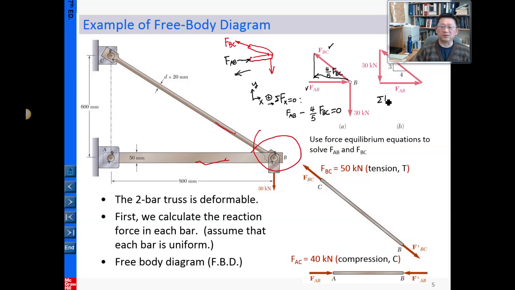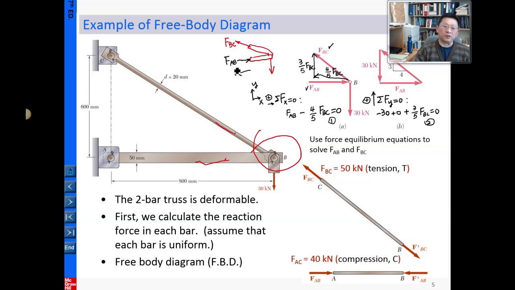And furthermore, we formulate the force in the y direction equal to 0. Again, we define our sign convention as positive, for example, upward. The given loading 30 is downward, so per our sign convention that's negative. FAB has no component in the vertical direction, so 0. FBC has a component pointing upward, and looking at this triangle, that is 3/5 FBC in magnitude, which is positive per our sign convention. So negative 30 plus 3/5 FBC equals 0. Here we have equation 1 and equation 2. Two equations allow us to solve for the two unknowns.